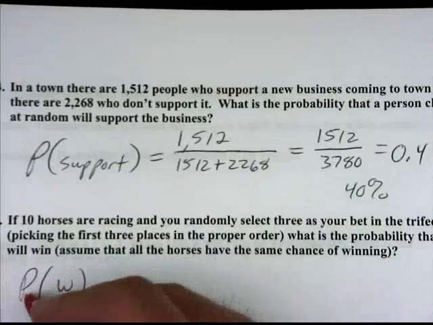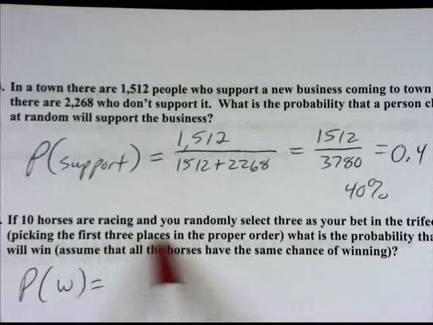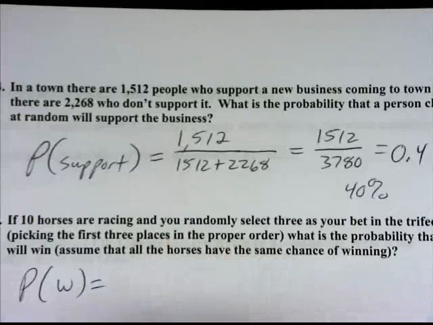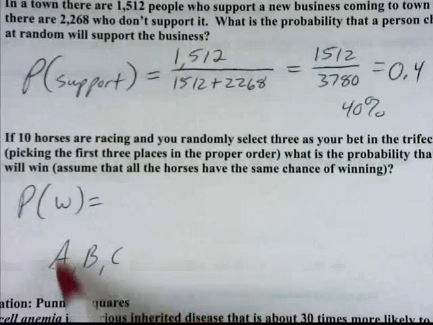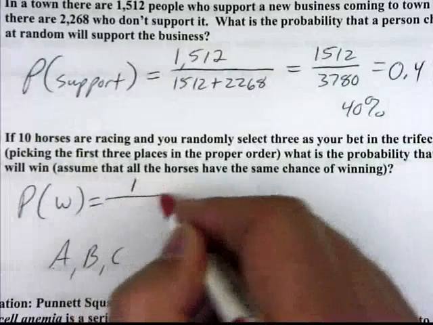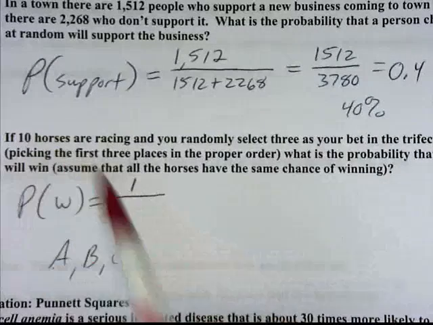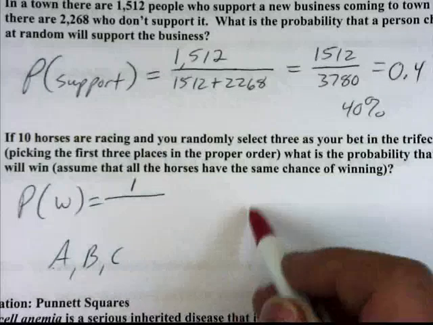Well, our probability of winning is going to be the number of ways that we can pick these horses correctly. So if they came in the order A, B, C, that's the only way you're going to win that trifecta. So there's only one way to win that trifecta. Now, how many ways could those horses come in those different places?